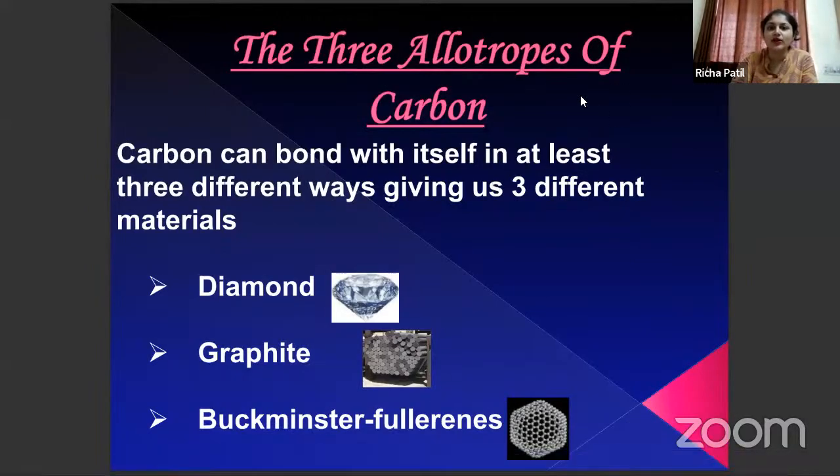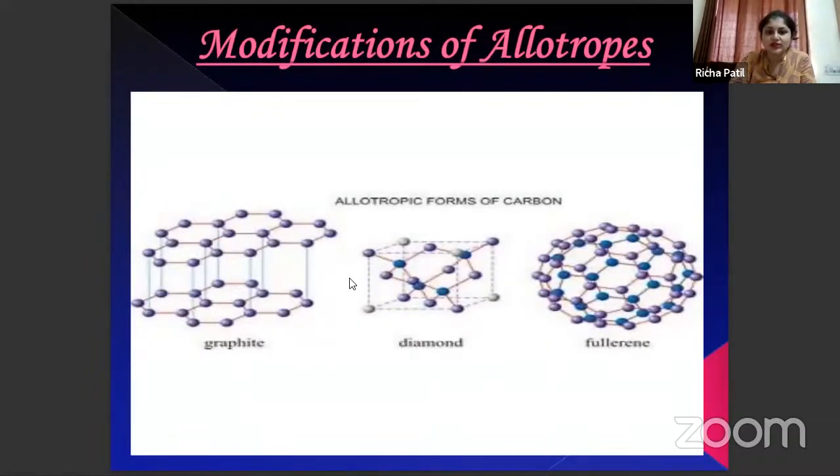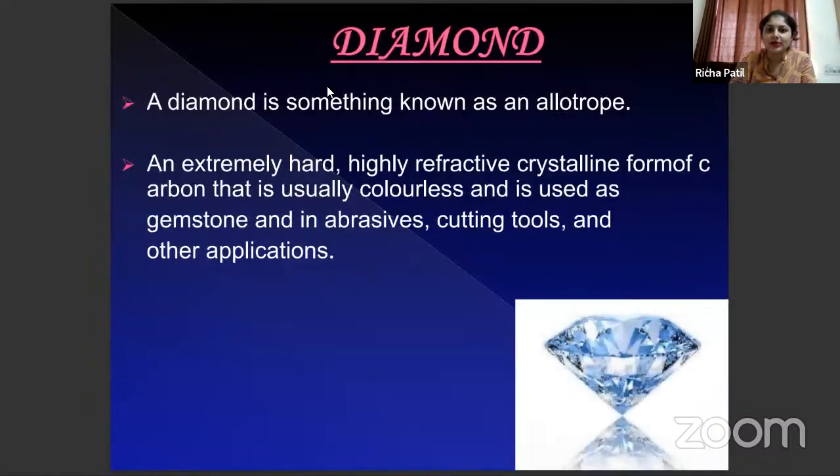So what are the three main allotropes of carbon? Diamond, graphite, and fullerene. We will be discussing these three allotropes. So these are the structures of graphite, diamond, and fullerene. You can see how they are represented. So how is diamond? Diamond is an allotrope of carbon. It is extremely hard.